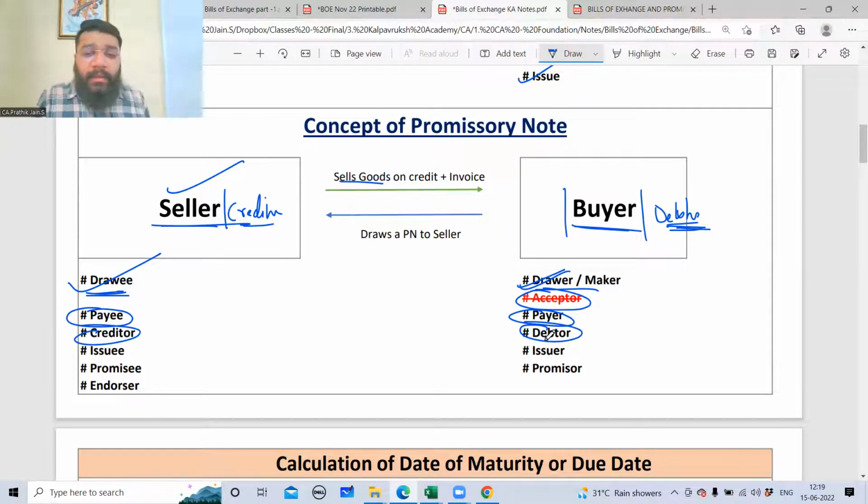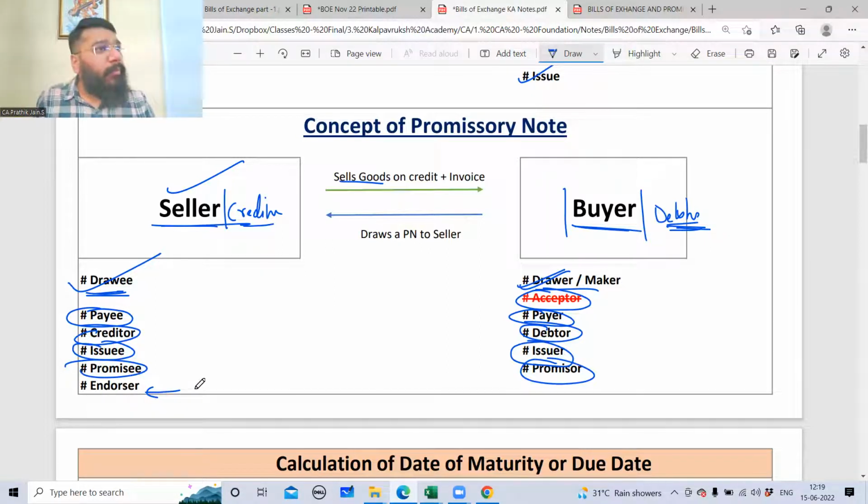Who's issuing the bill? Customer, debtor, issuer of the bill. And to whom is the bill issued? To the issuee, who is the seller. Promisor, who's the promisor? The buyer is undertaking to promise, I promise you to pay. So who's the promisor? Buyer. Who's the promisee? Seller. Endorsement, I'll come to this a little later.